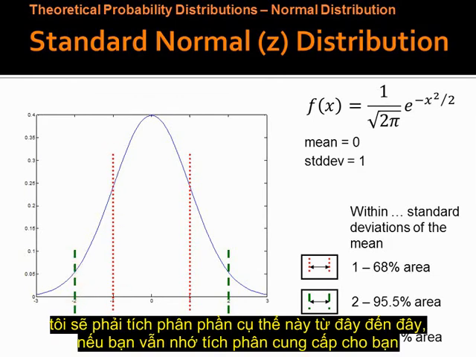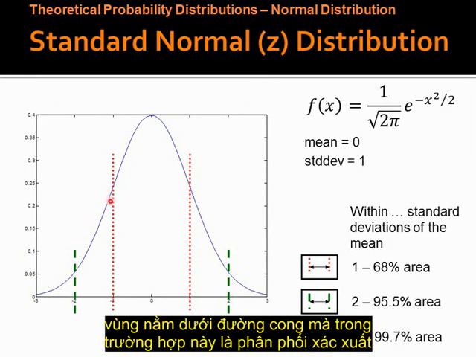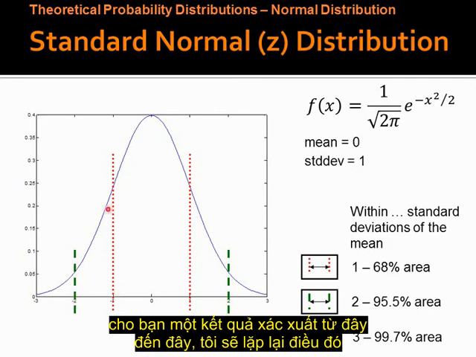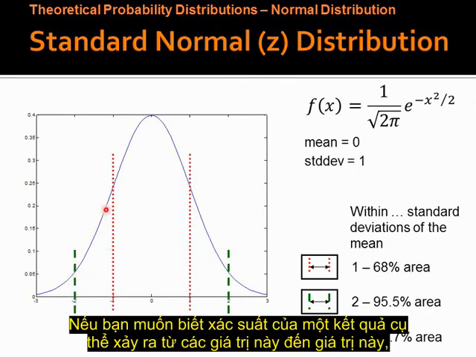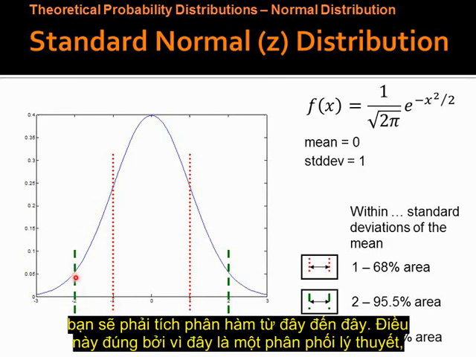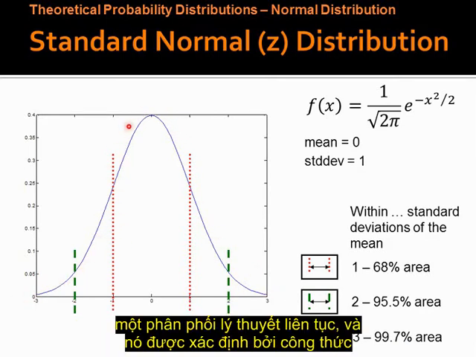If you still remember, integration gives you the area underneath the curve, which in the case of a probability distribution gives you the probability of an outcome from here to here. I'll repeat that. If you want to know the probability of a particular outcome occurring from this value to this value, you would have to integrate the function from here to here. This is true because this is a theoretical, continuous distribution, and it's defined by the formula.